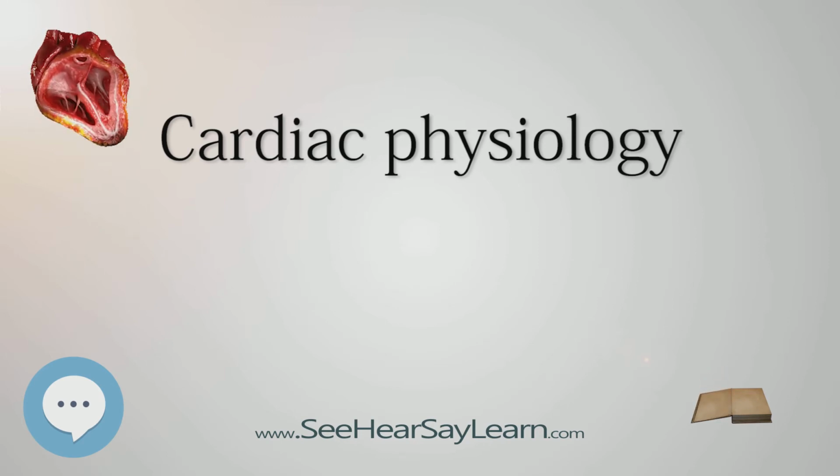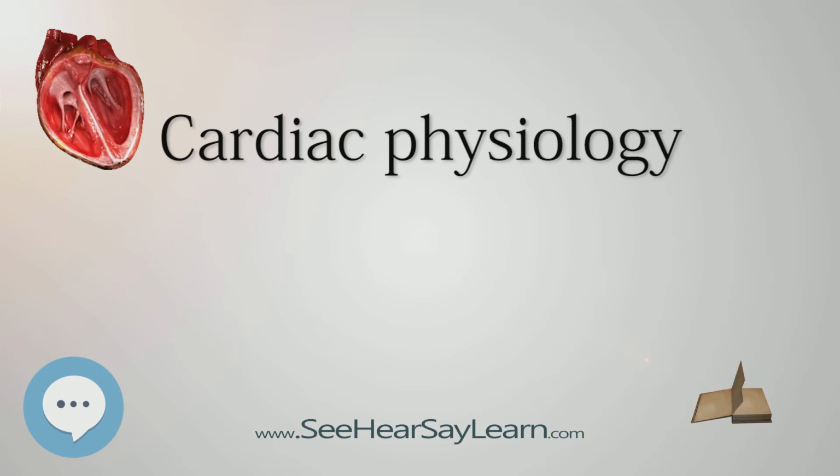The two semilunar valves, the pulmonary and aortic valves, are closed, preventing backflow of blood into the right and left ventricles from the pulmonary trunk on the right and the aorta on the left. Atrial systole and diastole. Contraction of the atria follows depolarization, represented by the P wave of the ECG.